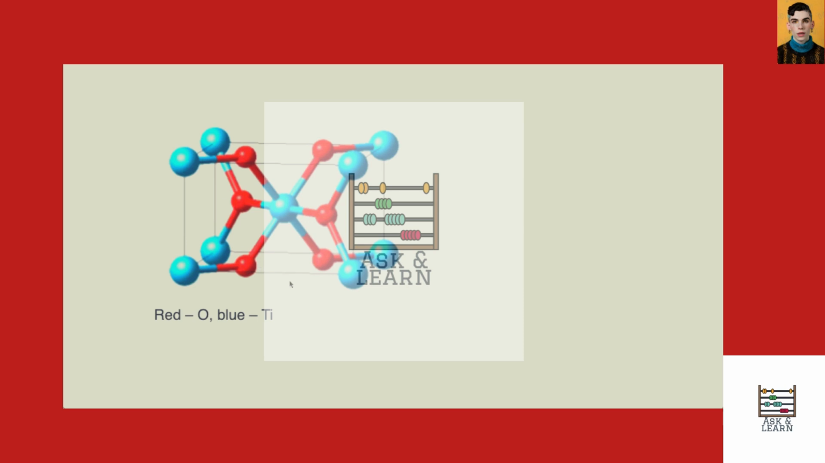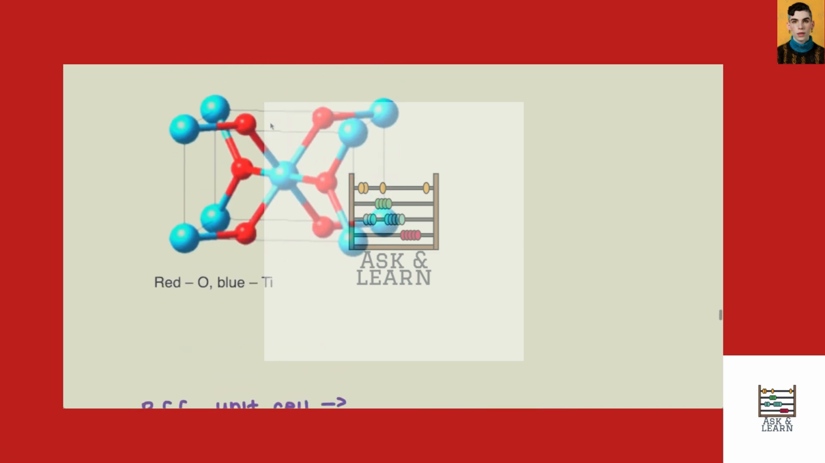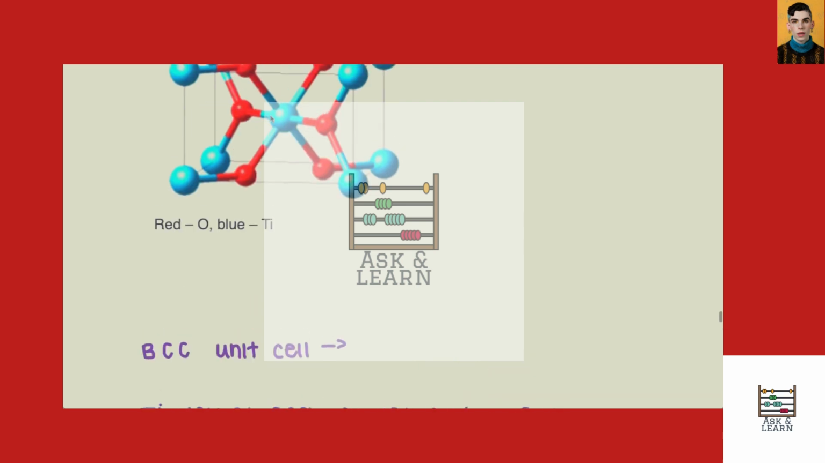This is why we have solid-state chemistry. We can visually see it like this. The red atoms are oxygens and the blue atoms are titanium. And what we can do is analyze this to find the number of titanium atoms. This is a body-centered cubic unit cell. We have, as you can see, titanium atoms at each corner, and we have one in the center.